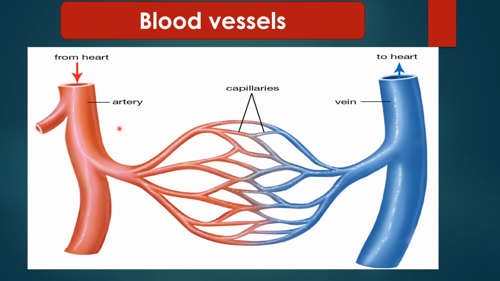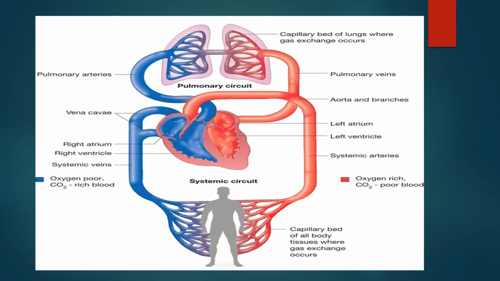Capillaries join arteries and veins, and they reach the small parts of the body where arteries and veins cannot reach. We can see that from the body, the deoxygenated blood, that means the blood which is having carbon dioxide in it, comes to the heart. As you can see, it is represented by blue. The blue means the deoxygenated blood which is having carbon dioxide in it.